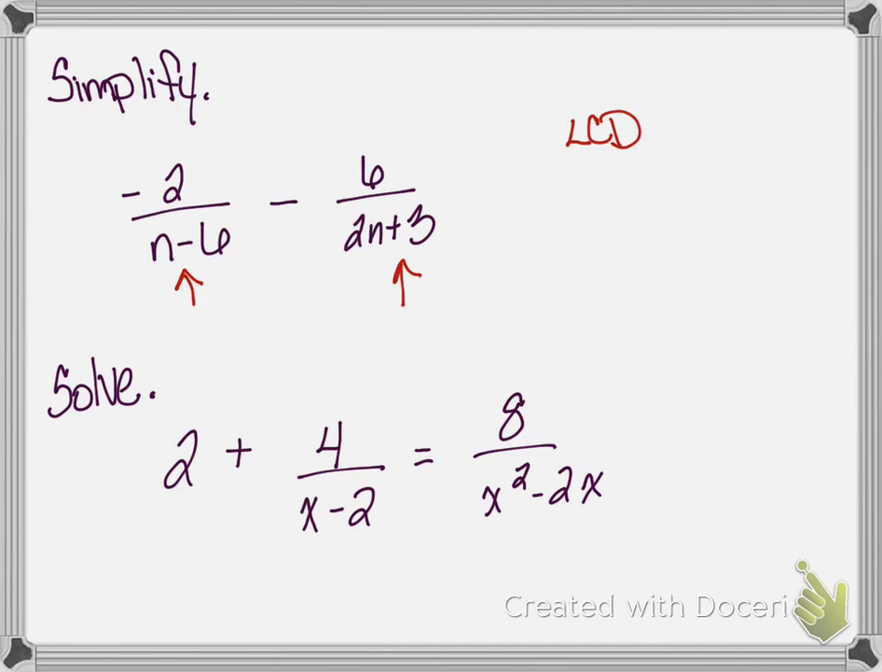Okay, the second problem says solve. Our directions say solve, and we have an equal sign right here. We're still going to find the LCD, but for the second problem, we are going to multiply everything by the LCD to eliminate the denominators. So on our first one, we're going to change both rationals so that they have the same denominator. In the second one, we multiply everything by the LCD to eliminate the denominators.